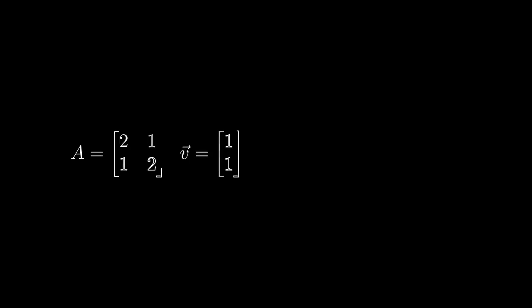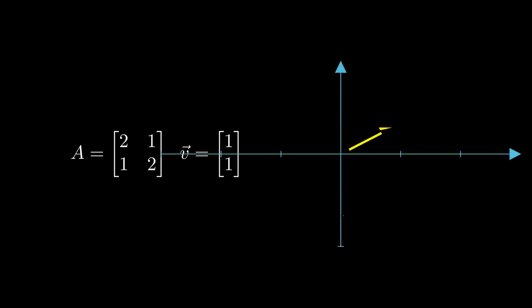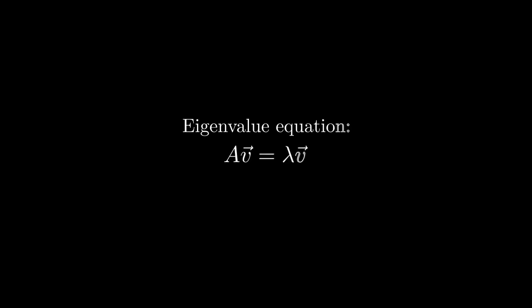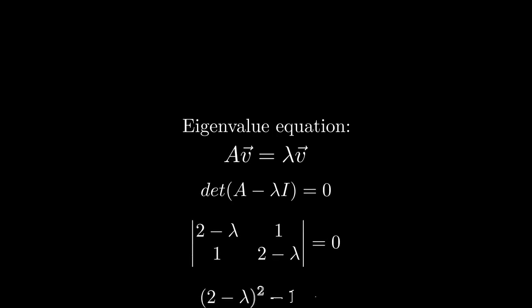In linear algebra, eigenvalues are scalar values that represent how much a linear transformation changes a vector. For example, consider a matrix A that represents a linear transformation and a vector V that is transformed by A. If the transformed vector AV is a scaled version of the original vector V, then the scalar is called an eigenvalue of A. Mathematically, this can be represented as AV = λV, where λ is the eigenvalue.